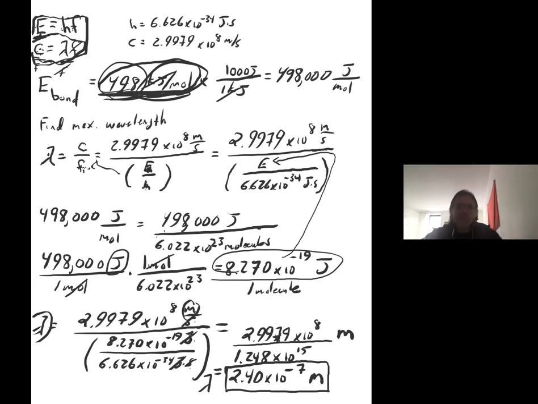So that particular problem is called interconverting wavelength, frequency, and photon energy. You're going to see a couple of different types of problems there. Sometimes they just give you wavelength and frequency. Sometimes they give you wavelength, frequency, and energy. Okay.